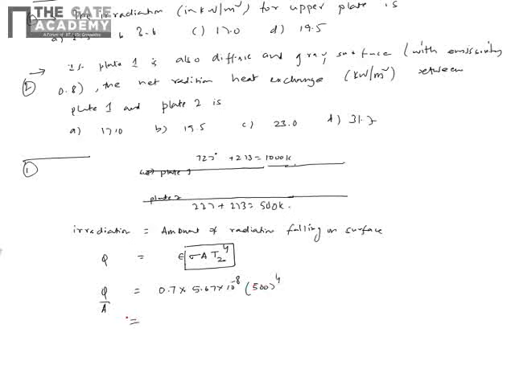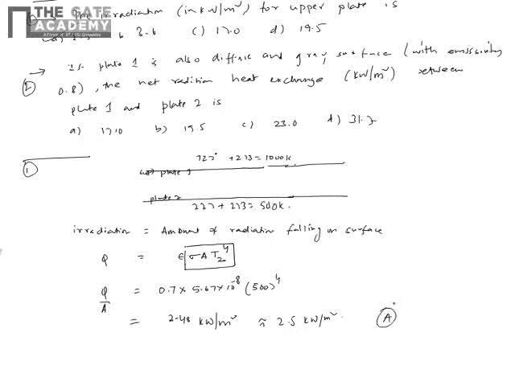If I calculate this value, I get 2.48 kilowatt per meter square, which is close to 2.5 kilowatt per meter square. So it's fairly an easy problem. The answer for the first part is A.